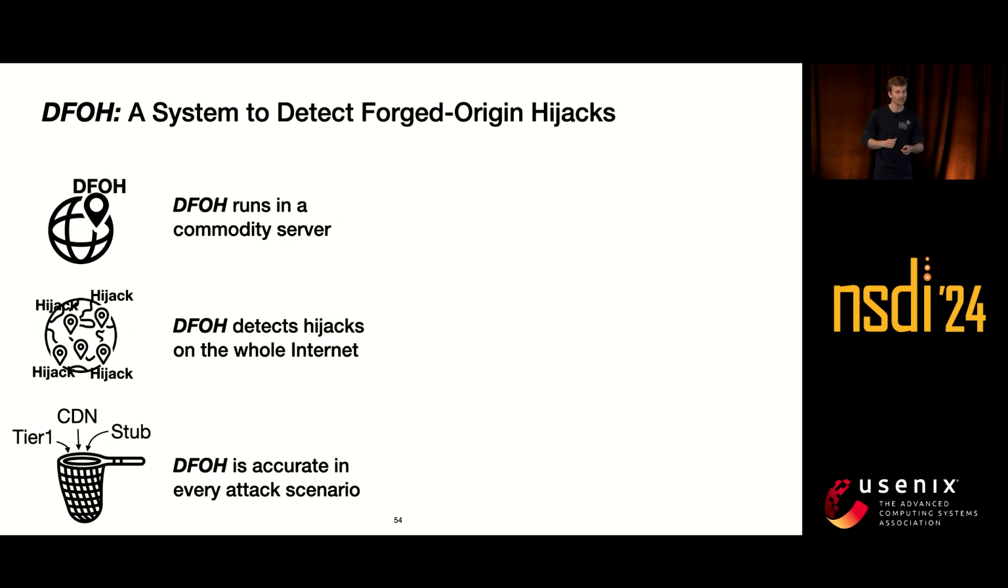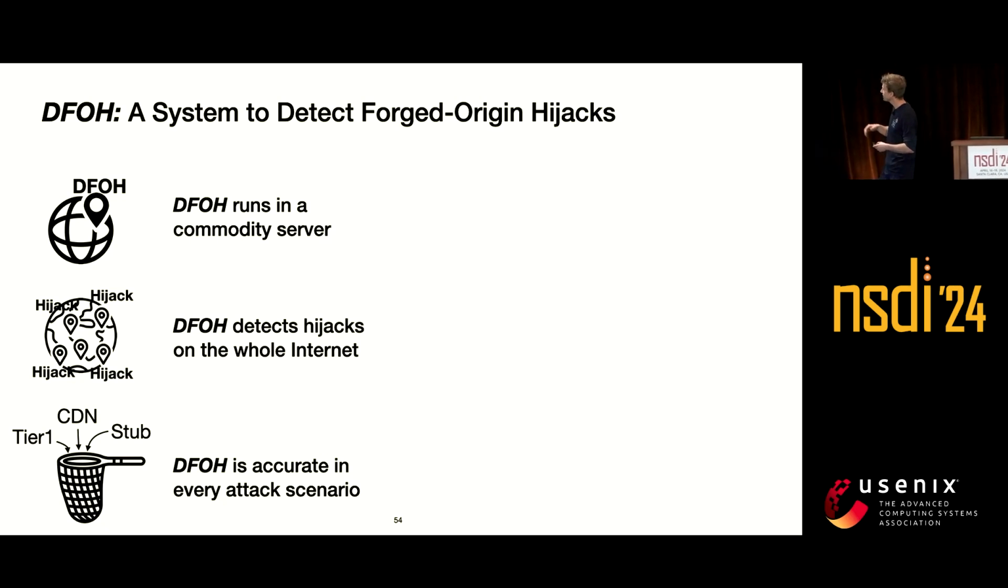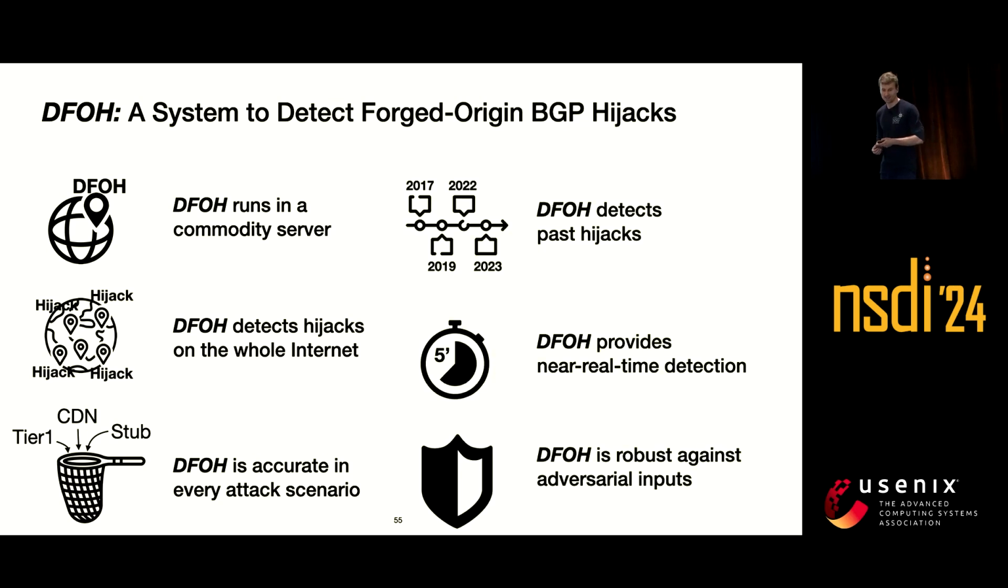Okay, so that concludes my presentation. In a nutshell, I presented you DFOH, a system that detects forged-origin hijacks. DFOH runs on a commodity server. It can detect hijacks on the entire internet. It is accurate in every attack scenario. It can detect past hijacks, but also works in near real time. And finally, it is robust against adversarial inputs.